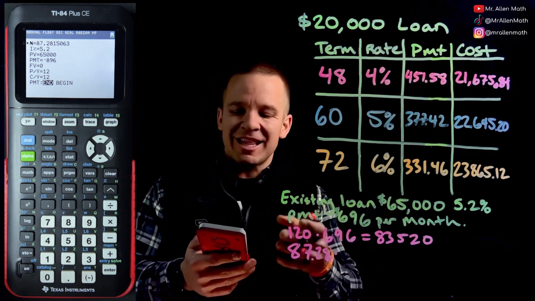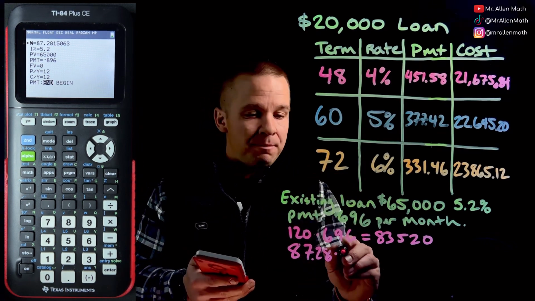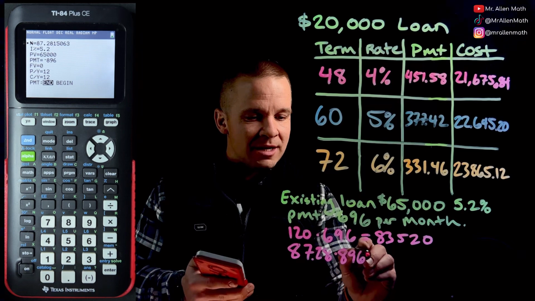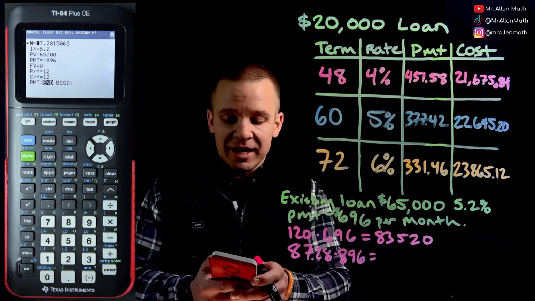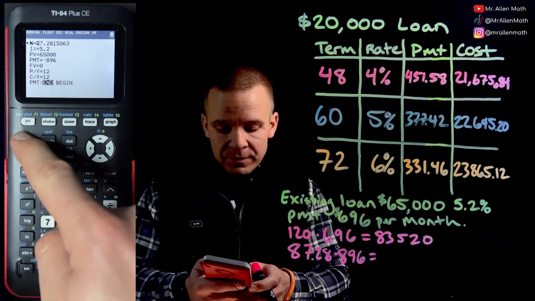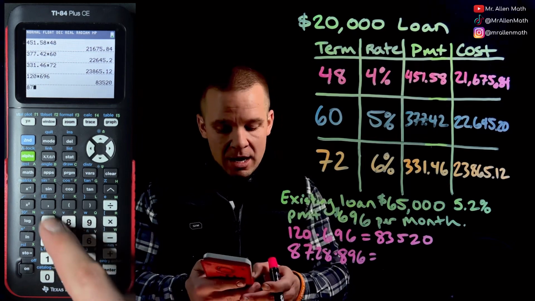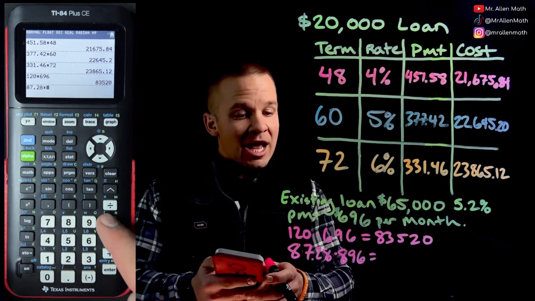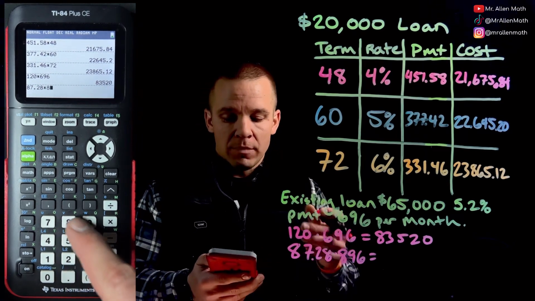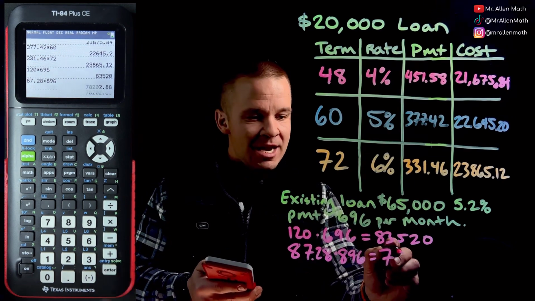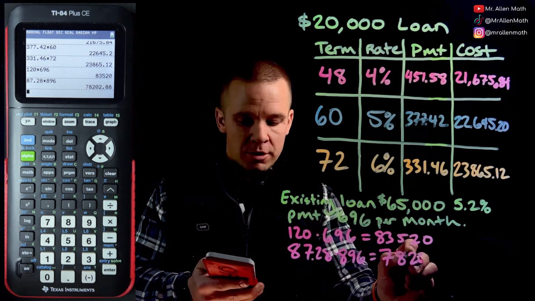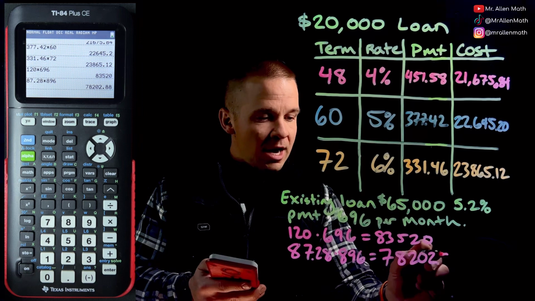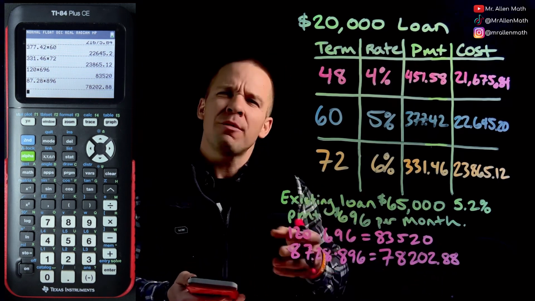So now I'm going to take those months. I'm going to multiply by that payment of $896. And let's see what the total cost of this guy is going to be. So quit out, 87.28, I'm going to multiply it by that 896. Boom. We have ourselves $78,202.88.